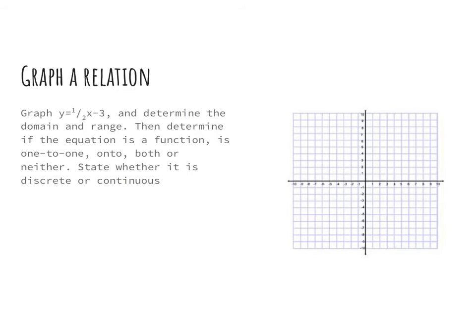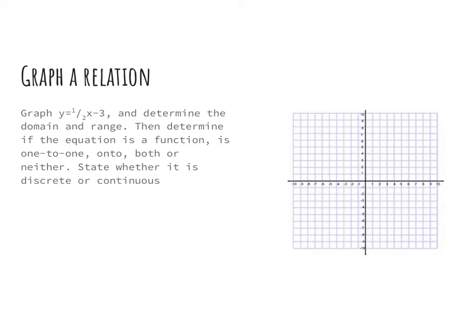Now we're going to move on to graphing. We're going to graph the equation y is equal to 1/2 x minus 3, and then determine the domain and the range. And then after that, we're going to determine if it's a function or not, then if it's one-to-one, onto, both, or neither. Then we're going to state whether it is discrete or continuous.